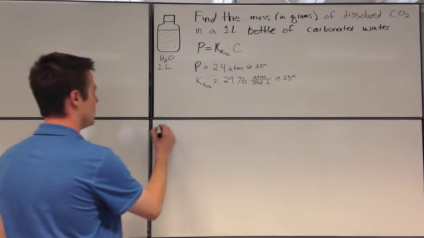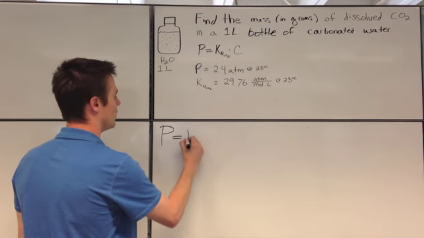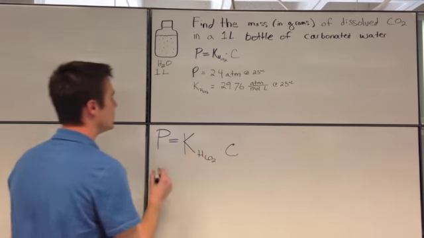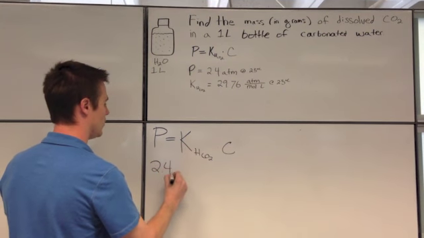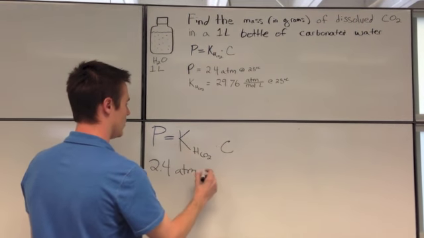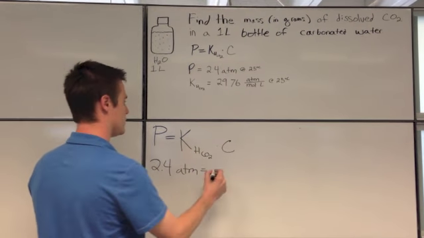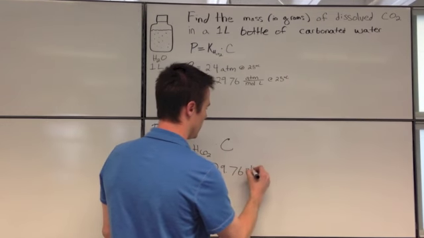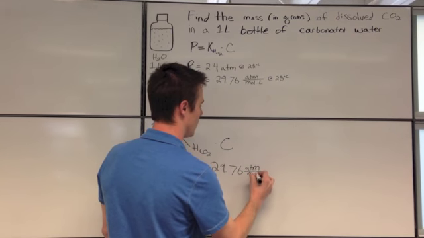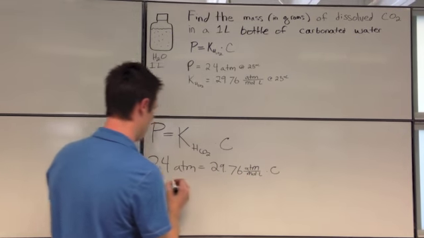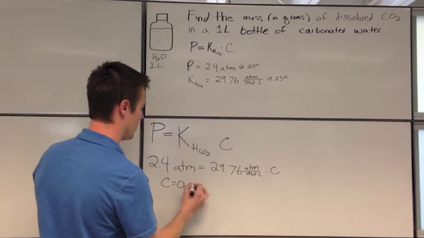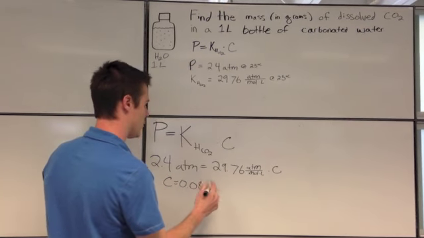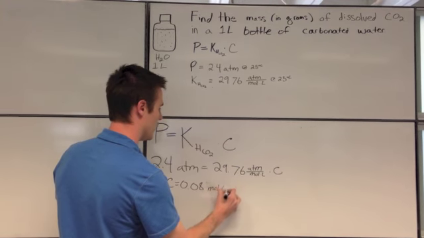To solve this equation, we first start off by writing out the Henry's constant equation, which is pressure equals Henry's constant times the concentration. We know the value of the pressure as 2.4 atm, and it equals the Henry's constant of 29.76 atm per moles a liter times the concentration. Solving for the concentration, this gives us 0.08 moles a liter of carbon dioxide.